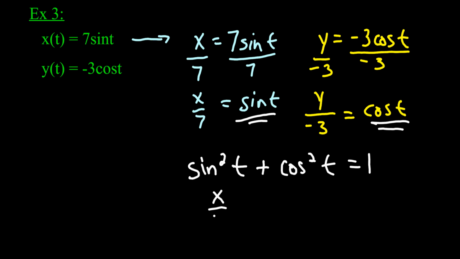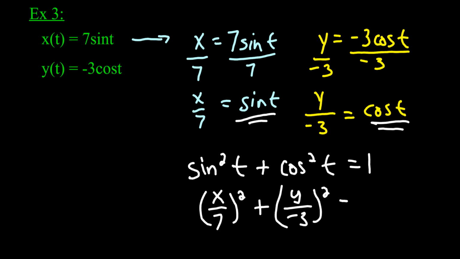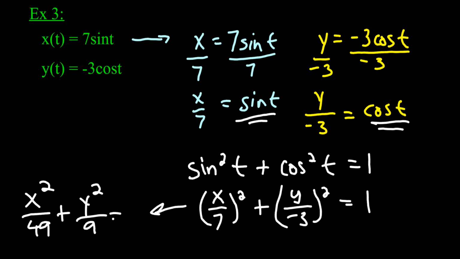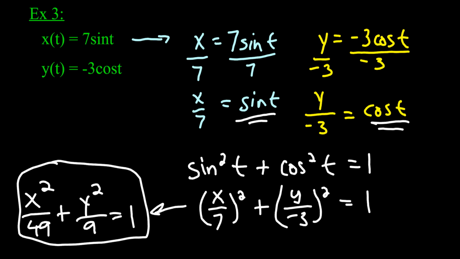We will have (x over 7) squared, because that's sine squared, plus (y over negative 3) squared equals 1. And so our final answer here is going to be x squared over 49 plus y squared over 9 equals 1. So this is going to be my rectangular equation based off of the parametric equation that was given to me. All right, so there are three quick examples of how to get rid of the parameter, eliminating the parameter.